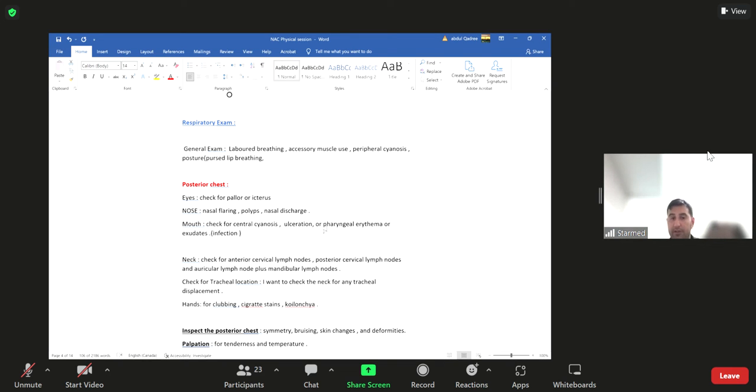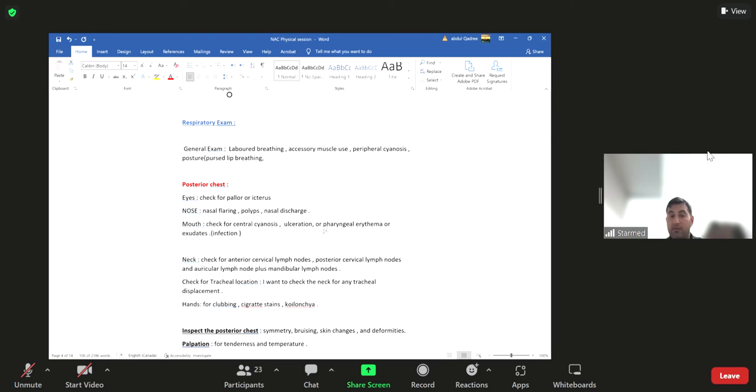So when we go to the neck, I'm not much worried about carotid bruits or JVD. Sure, it can be up, but that's more related to a cardiovascular condition. The most important thing when it comes to a respiratory condition is tracheal deviation, and I'm looking for cervical lymphadenopathy because I want to exclude the possibility of an infection or something like that, right?